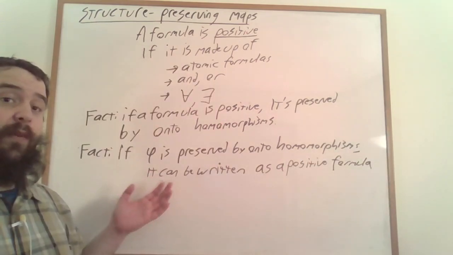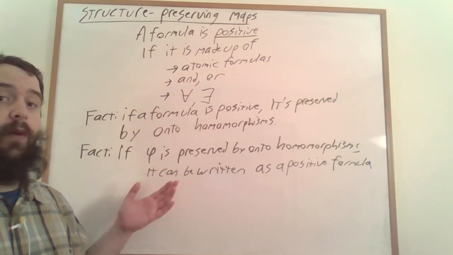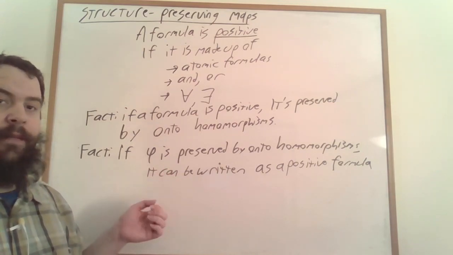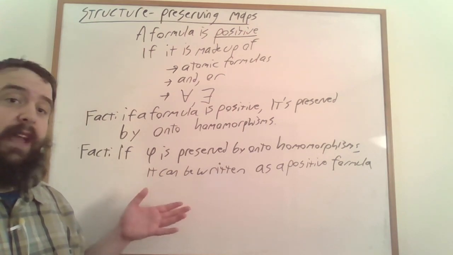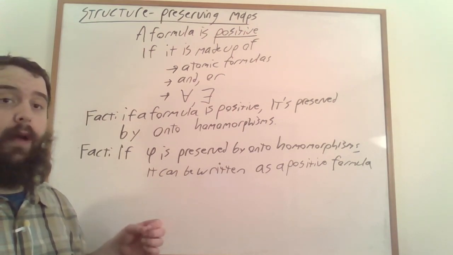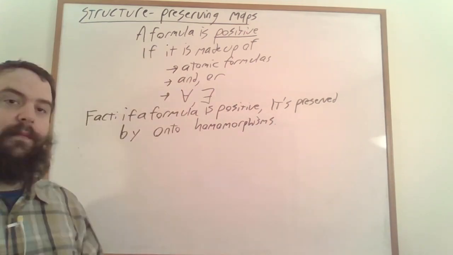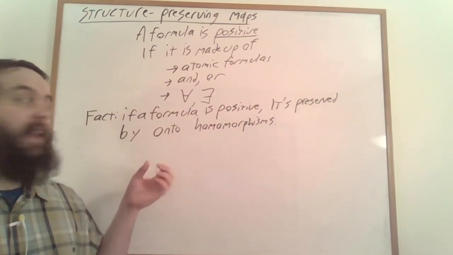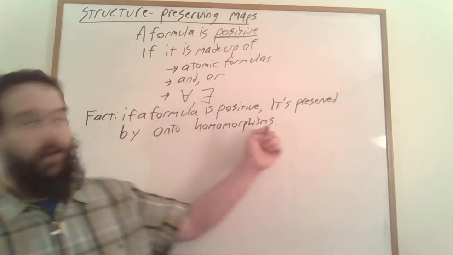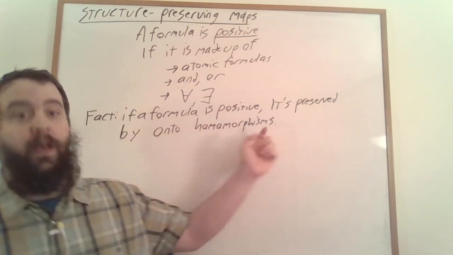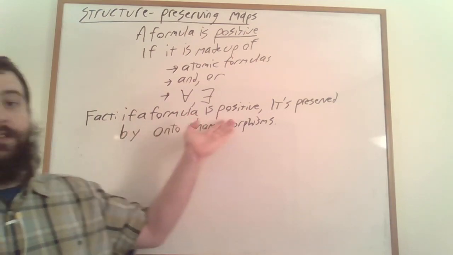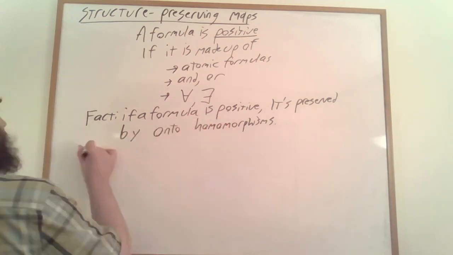If we have a formula that is preserved by onto homomorphisms, then it can be written as a positive formula. The proof of this is a little bit more complicated, and I'll link to a source down below. If we take the contrapositive of this fact, it tells us that if a property is not preserved by onto homomorphisms, then there's no way of writing that property as a positive formula in first-order logic.